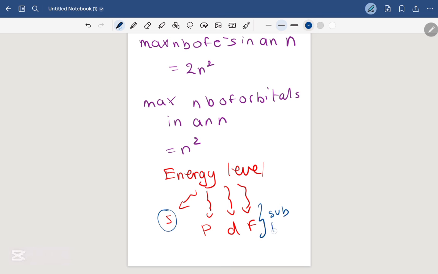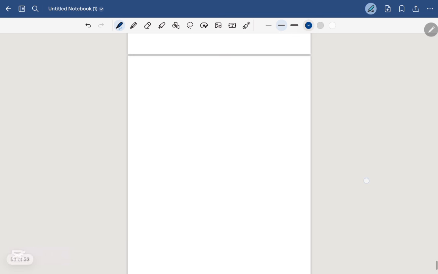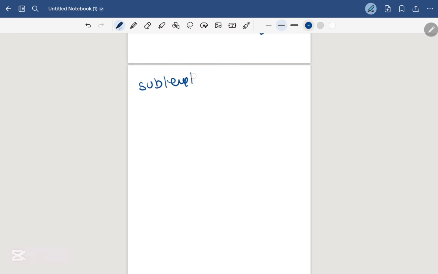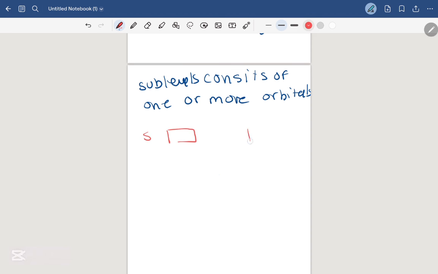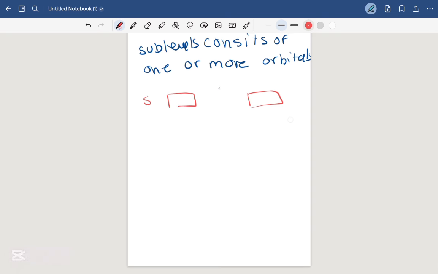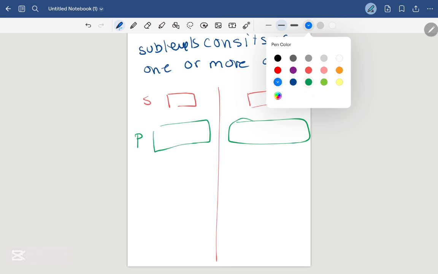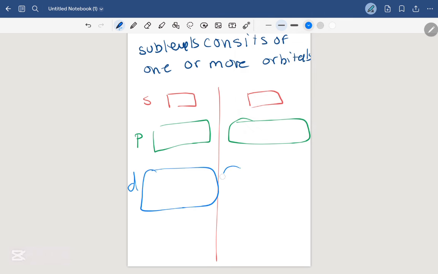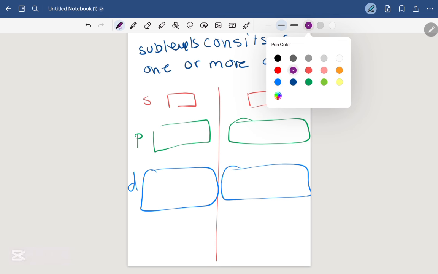Now, what do the sub-levels hold? Sub-levels consist of one or more orbitals. So what do we have? We said we have S, P, D, and F. We have S. S has only one orbital represented by one box. But I'm going to separate it into two because we have two different ways of drawing. Then we have P, which is a big box. Then we have D, which is an even bigger box. Then we have F, which is quite literally the biggest box ever. I'm trying to make it big, okay?